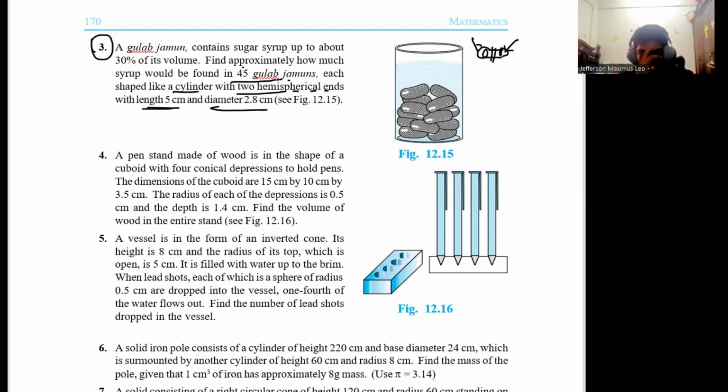Now the fourth question. Just read the fourth one. Okay, ma'am. A pen stand made of wood is in the shape of a cuboid with 4 conical depressions to hold pens. The dimensions of the cuboid are 15 centimeter by 10 centimeter by 3.5 centimeter. The radius of each of the depressions is 0.5 centimeter and the depth is 1.4 centimeter. Find the volume of wood in the entire stand. Okay. So only 1 minute now. Please wait.